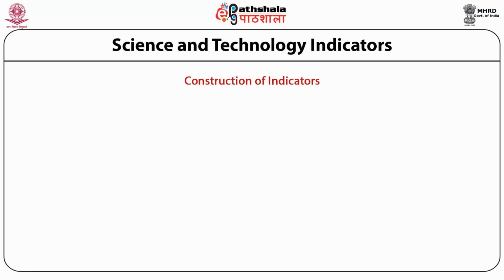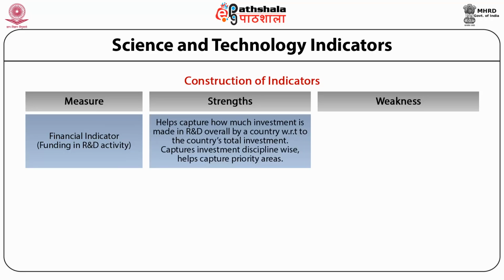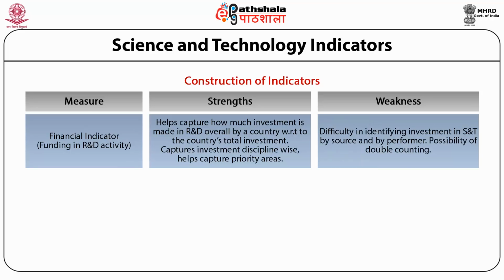In this slide, we discuss the major R&D and innovation indicators, their strengths and weaknesses. Financial indicator includes funding in R&D activities. It helps to capture how much investment is made in R&D overall by a country with respect to the country's total investment, can help us capture investment discipline wise, helps capture investment in priority areas. But the difficulty of using this indicator is that identifying investment in S&T by source and by performance becomes difficult. Possibility of double counting can happen and thus inflate the statistics.